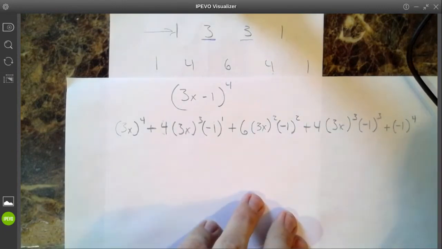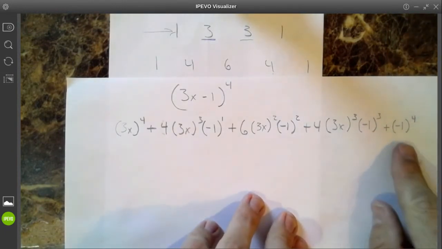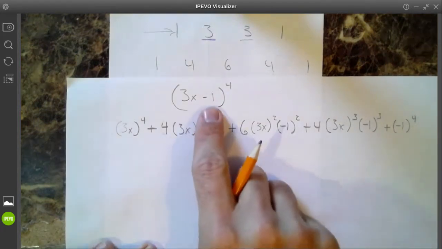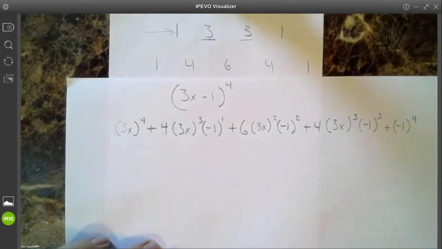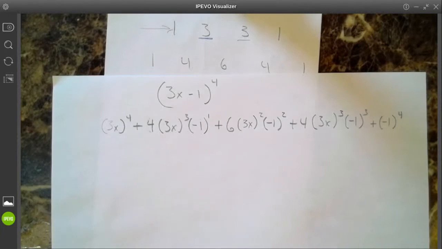Okay. So the important part here is that you write all of these terms. You write the negative 1 or the 3x. You always want to write those in parentheses. Right? It's going to make your life a lot easier when it comes to the next part.